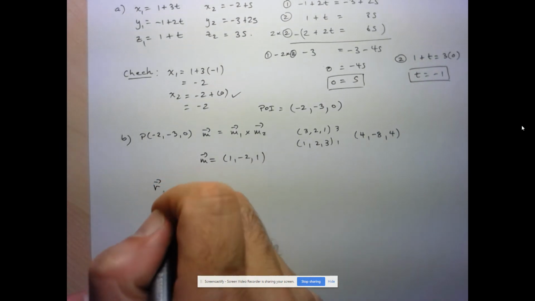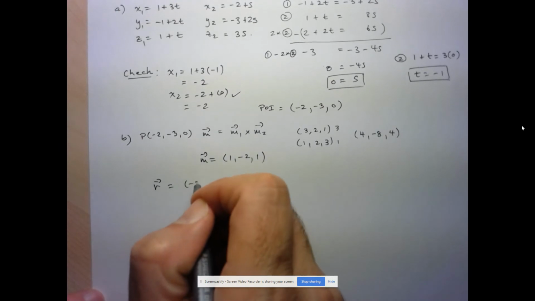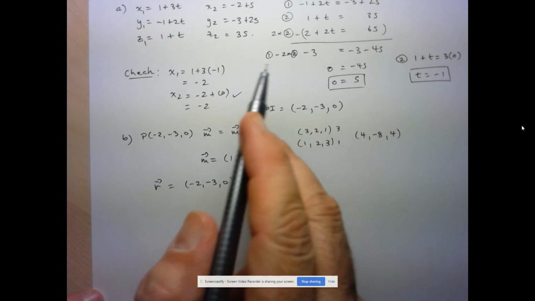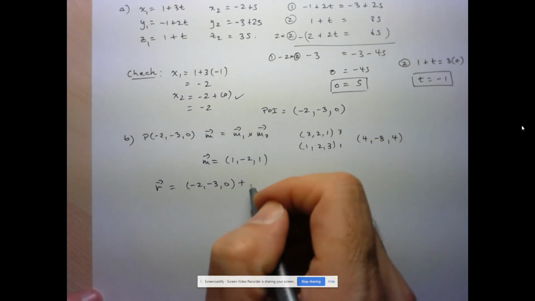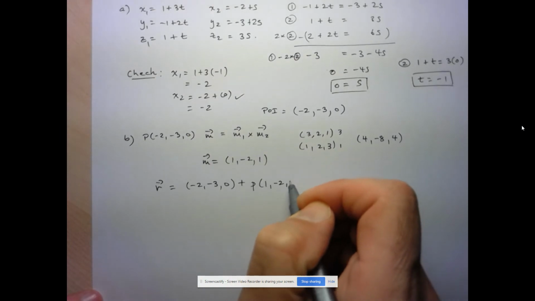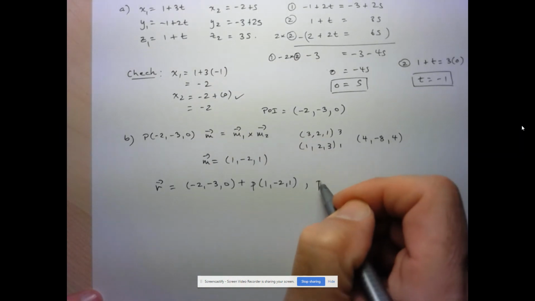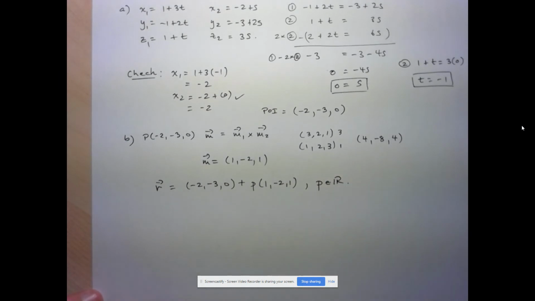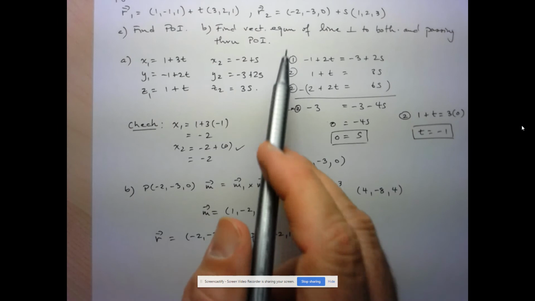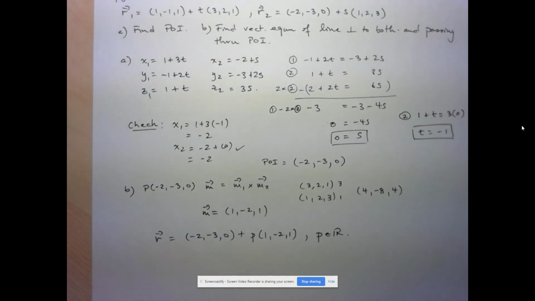So r here is going to be equal to negative 2, negative 3, 0, plus, now since we've used s and t already, I'll use something else. I'll say p times my direction vector 1, negative 2, 1, where p can be any real number. Okay, and let's just take a look. I was looking for the vector equation, so I don't have to write out one of the other two.